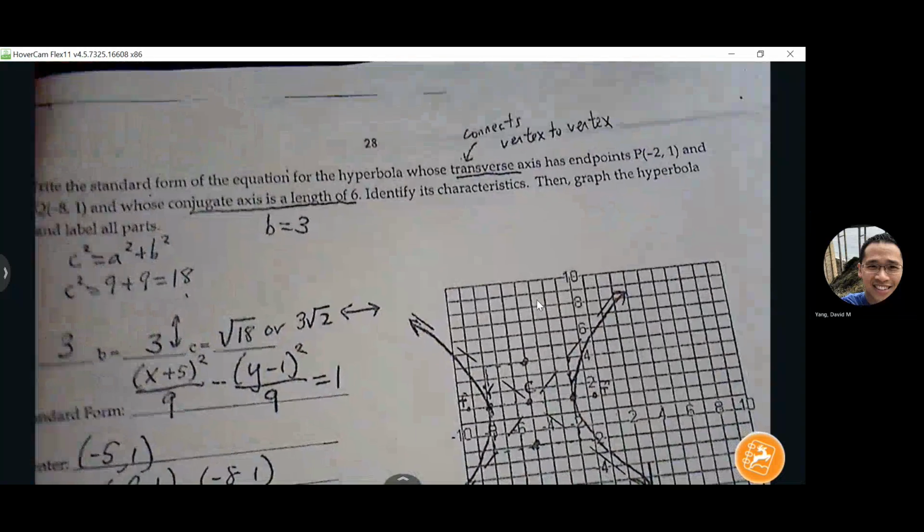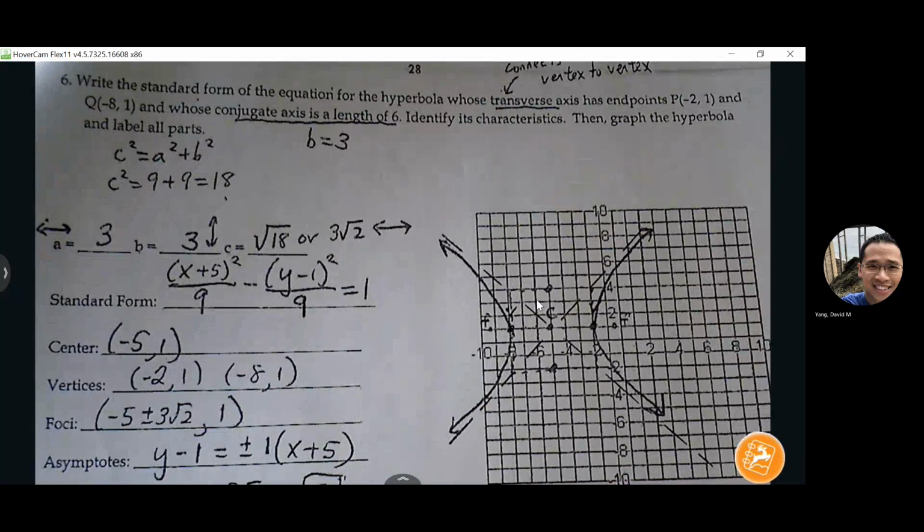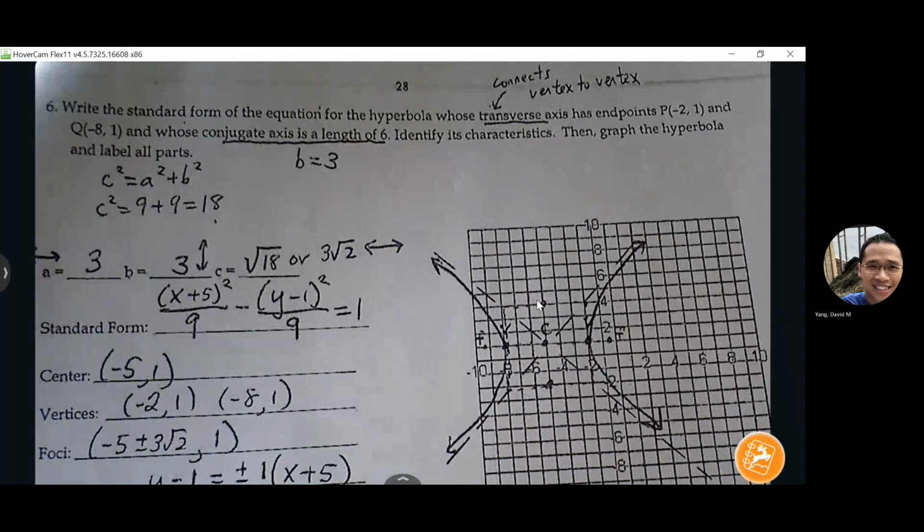Okay, page 28. Again, transverse axis will connect from vertex to vertex. Conjugate axis will connect from co-vertex to co-vertex.